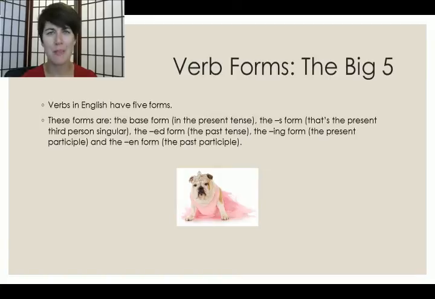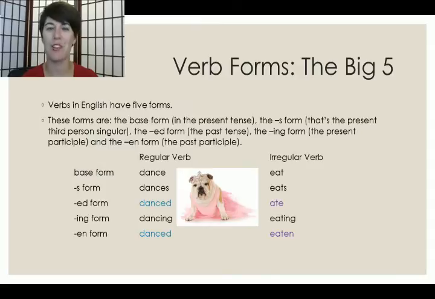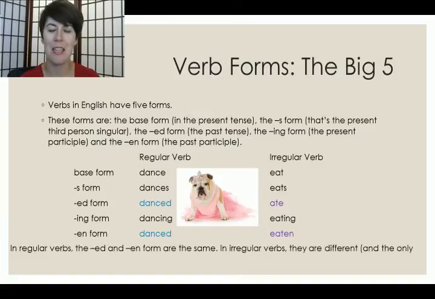The base form, the S form, the ED form, that's the past tense, the ING form, or present participle, and EN form, past participle. For a regular verb, you'll notice that the ED form and the EN form are going to be the same. So danced is the same in ED and EN forms. But for an irregular verb, the past participle and the past tense are different. Eat, eats, ate, eating, eaten.